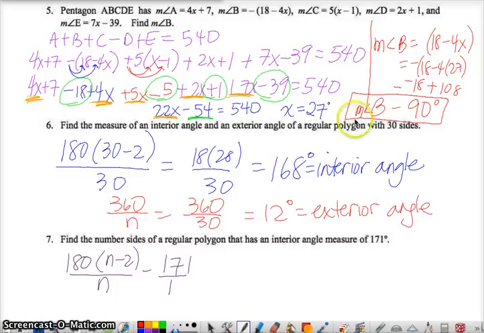Okay, you should have gotten B equal to 90 degrees right here. So B equals 90 degrees. If you want to check, pause.